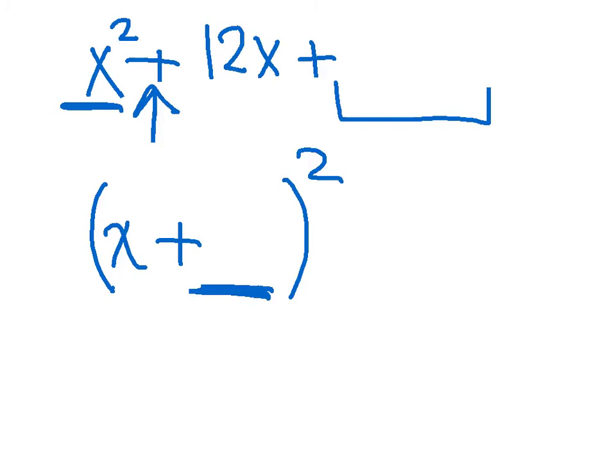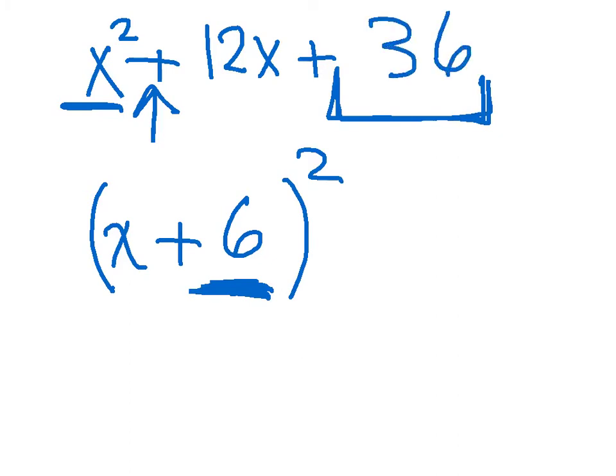So what do you think that number has to be? So that when you take that number times x and then double, you get 12. I think it's pretty easy to see that number has to be 6. If that number is 6, then what number goes here? Well, the number that goes there is the square of 6, and that's 36. That means we have completed the square for the polynomial, and the factorization is x plus 6 squared.